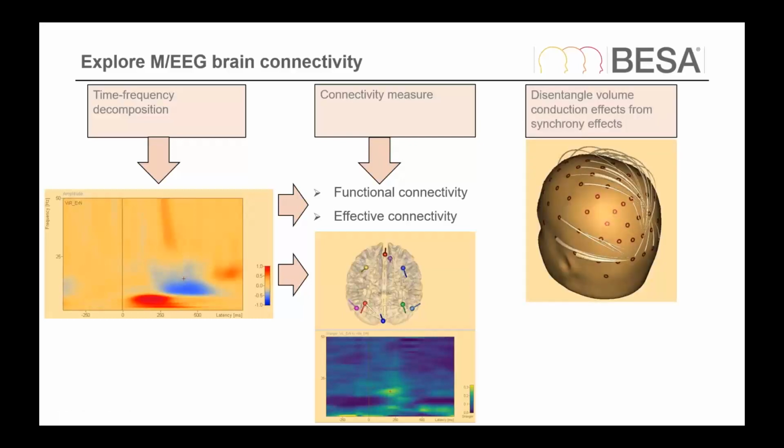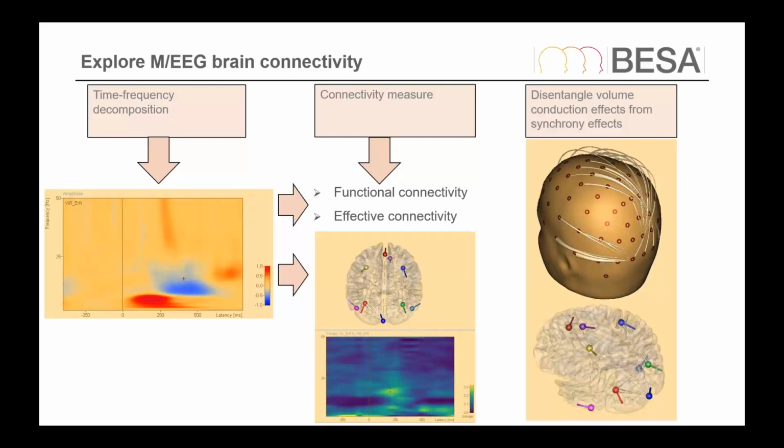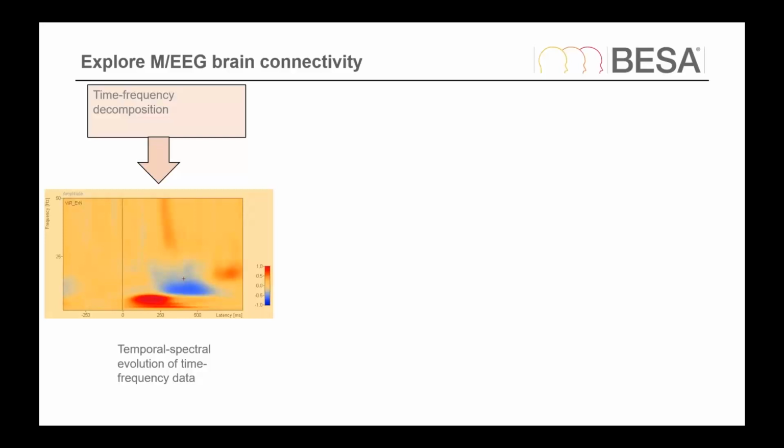Talking about channels, another ingredient that is highly useful in this analysis pipeline is the disentanglement of volume conduction effects from the actual synchrony effects. This can mean moving from sensor level analysis that's done on the surface, like this example up here, to brain level or source level analysis that we would actually advocate here. So going back to the time frequency decomposition, what we see here is what we call temporal spectral evolution of time frequency data. That means how does the activity evolve over time? Does it get stronger or weaker?